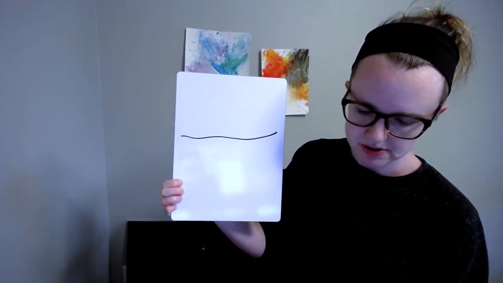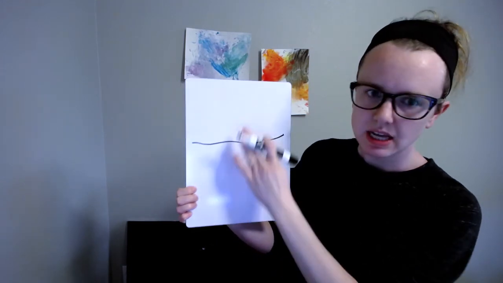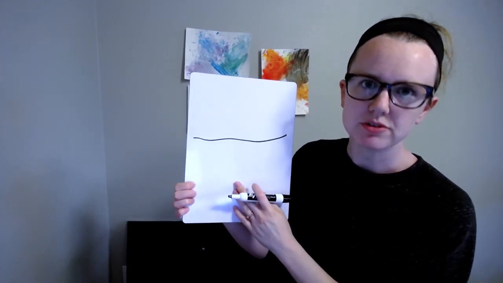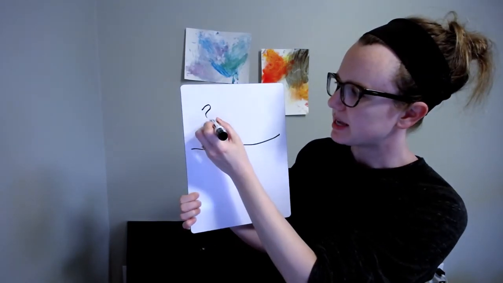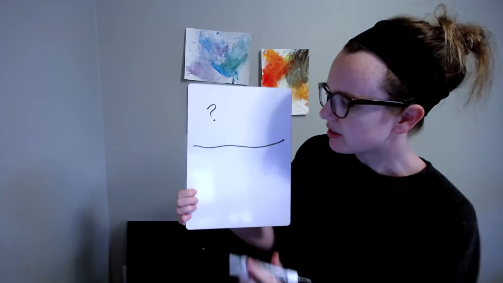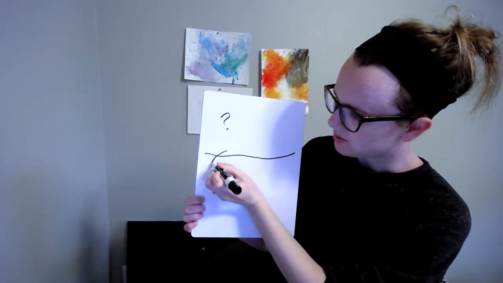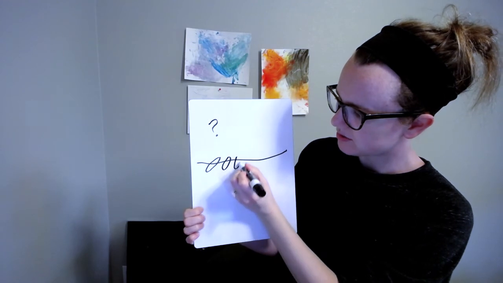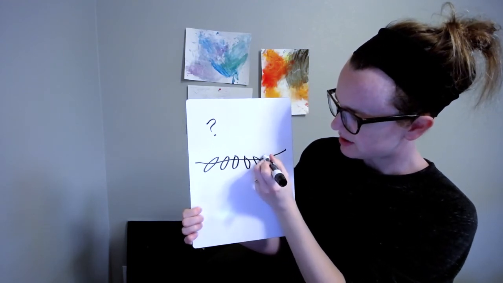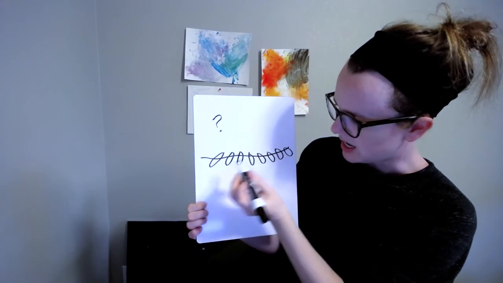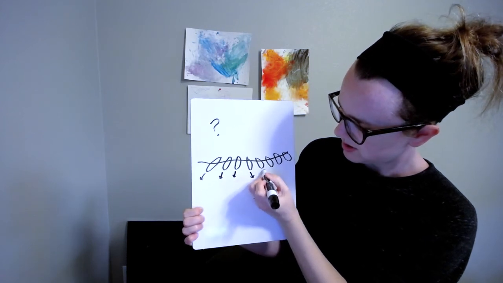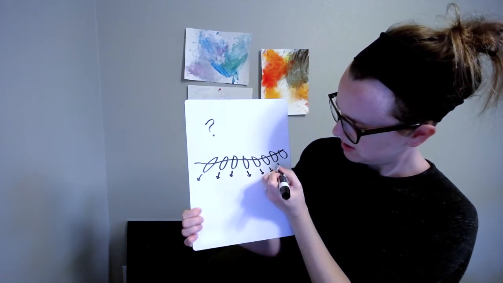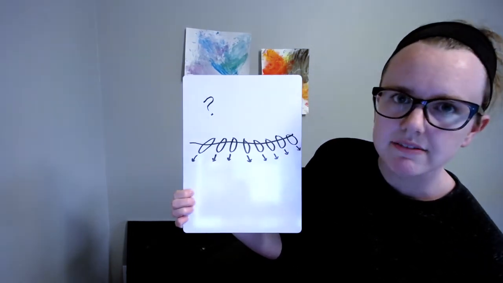On my whiteboard or on your paper, I'm drawing the ice and the water, and I'm just gonna draw what we know in our problem. So our first part says some penguins were playing on the ice. We don't know how many, so I'm gonna just put a question mark here. Then 8 of them dove into the water. So I've got 1, 2, 3, 4, 5, 6, 7, 8. These are all the penguins that are diving into the water. There they are, diving into the water.